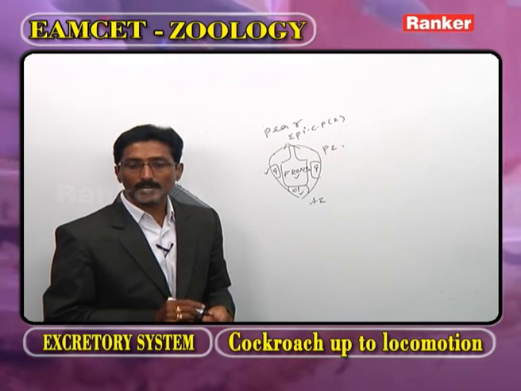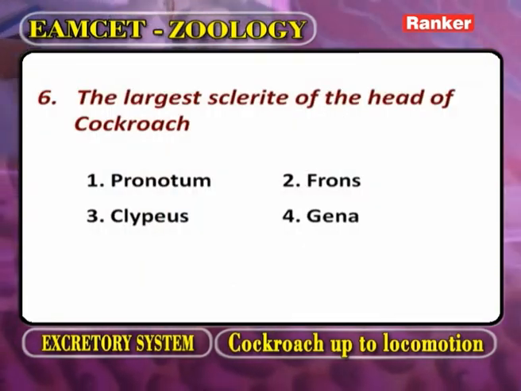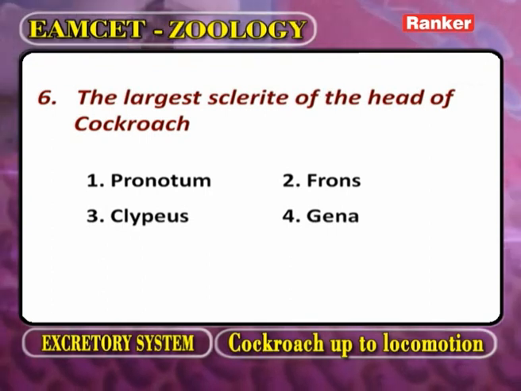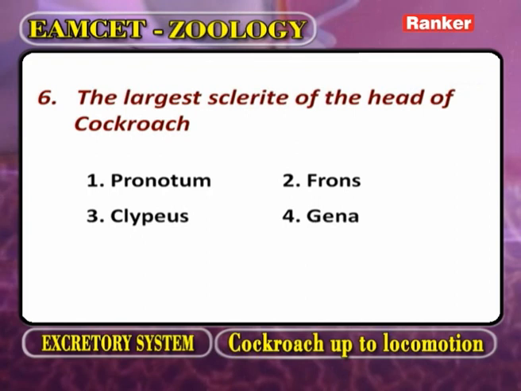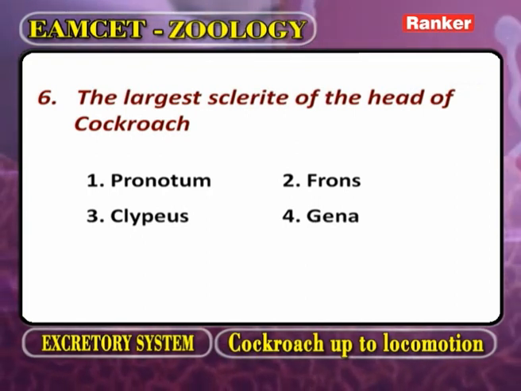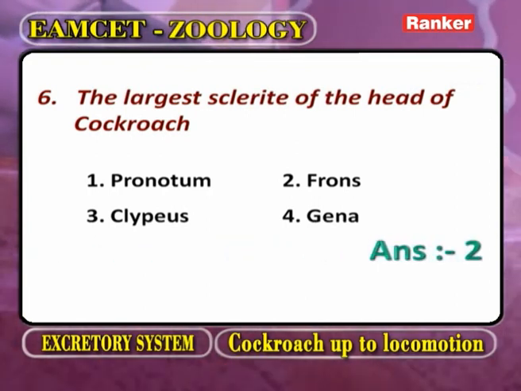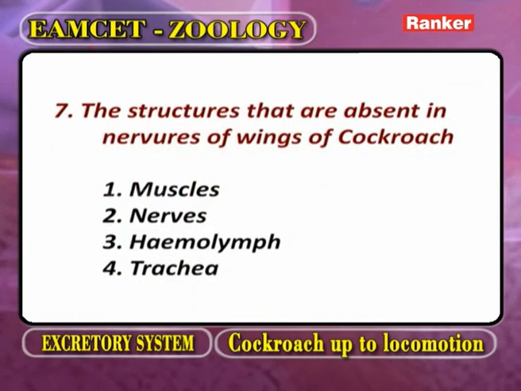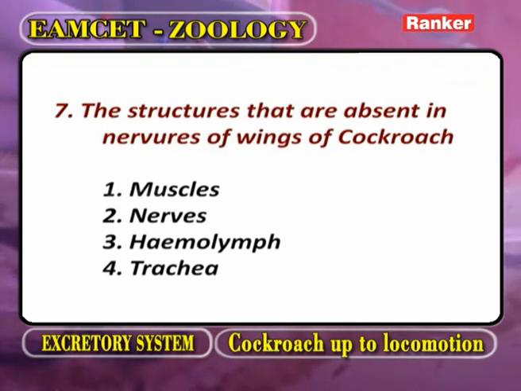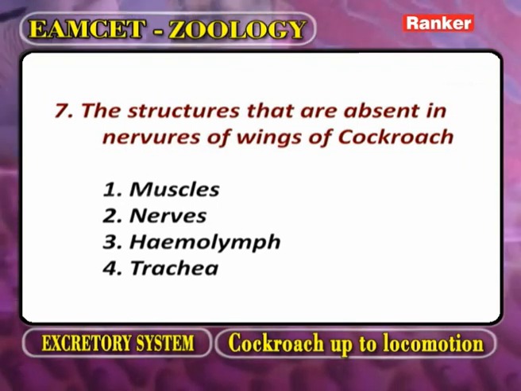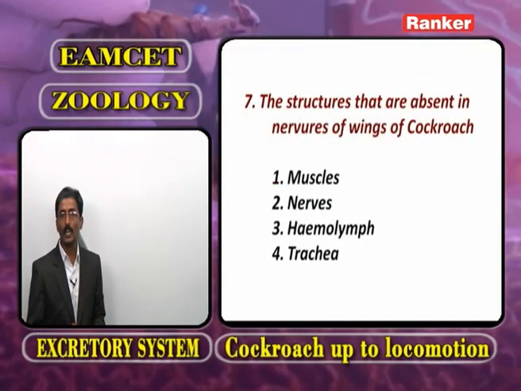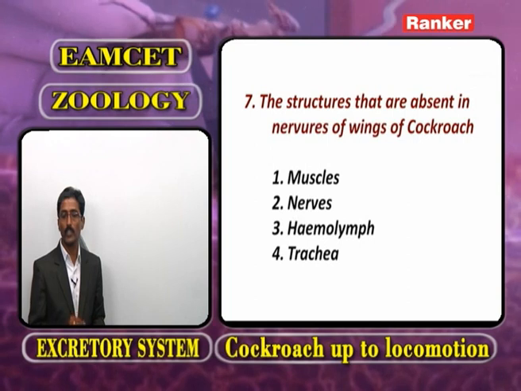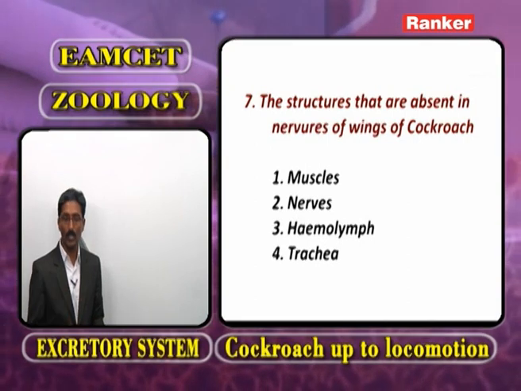Now again we observe the question. The largest plate of the head of cockroach: pronotum, frons, clypeus and gena. The correct answer is the frons. Now go for the next question. As we observe the next question, the structures that are absent in the nervures of wings of cockroach.